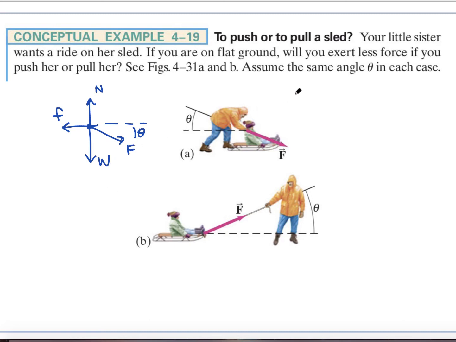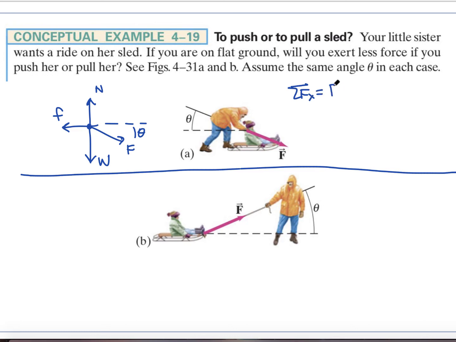So, writing our sum of force equations for this, I would have the sum of forces in the x is equal to F cosine theta minus little f is equal to ma_x. And in the y direction, I have normal force minus F sine theta minus W is equal to ma_y, which is 0. I'm not going to be pushing her through the ground, hopefully.